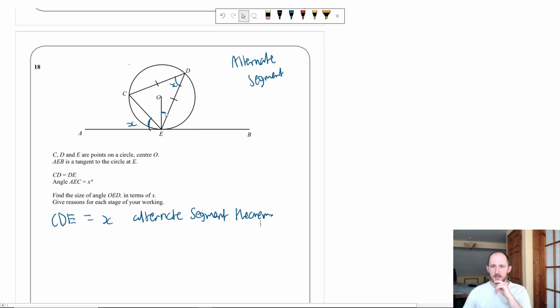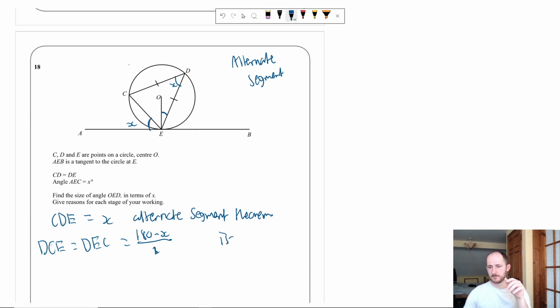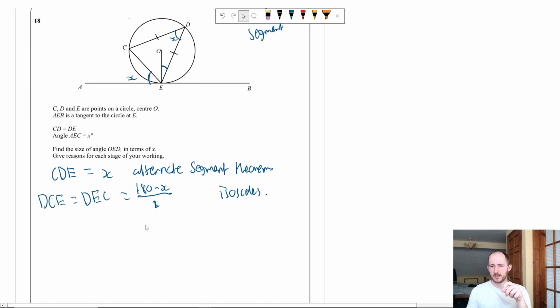Okay, so OED, so what we can do here is, well, there's a few things. We know that both of these angles here are equal to each other. So in other words, we have DCE equals, what should we call the other one? DEC? Are equal, and they equal 180 minus x, and then we're halving it. Do you remember? Because it's an isosceles triangle. Base angles of isosceles triangles are the same. So we have 180 minus x, then we're halving it. So if we actually do this halving, we have 90 minus x over 2.